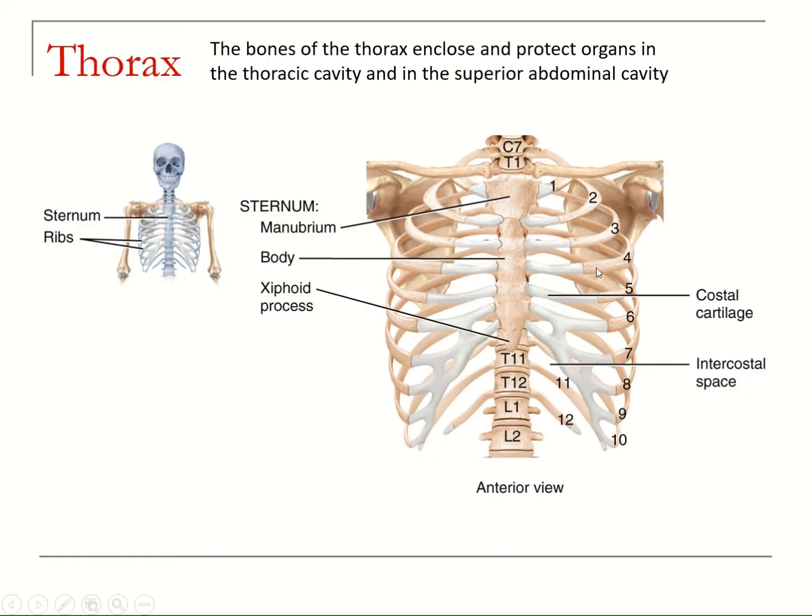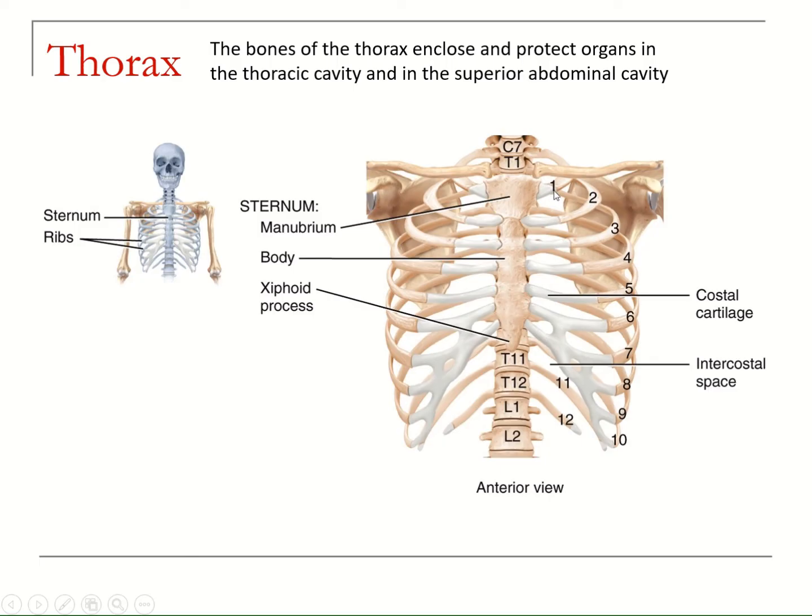So let's talk about the manubrium, the body, and the xiphoid process that make up your sternum. Okay, so this is your manubrium, the sternal body, and your xiphoid process. And again, as mentioned, the thoracic vertebrae, T1 to T12, are vertebrae that have articulations with the ribs.